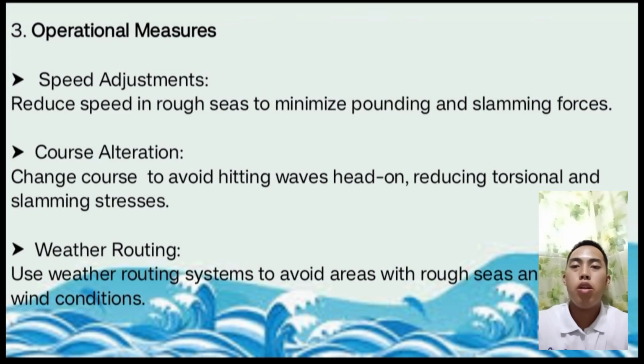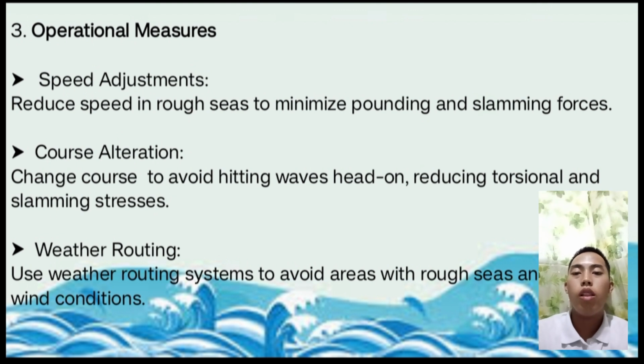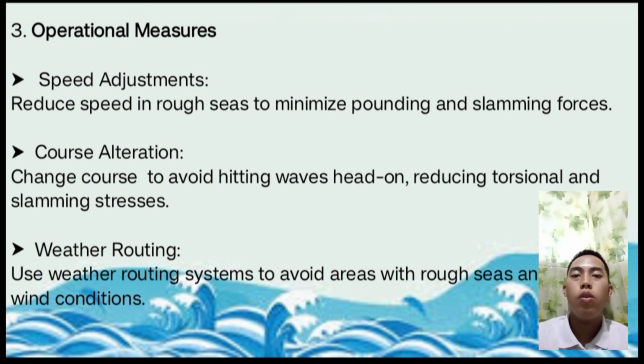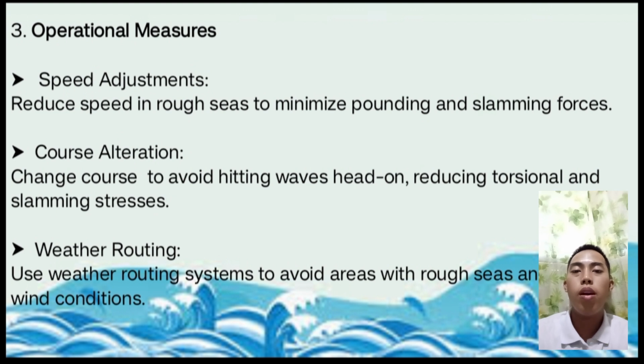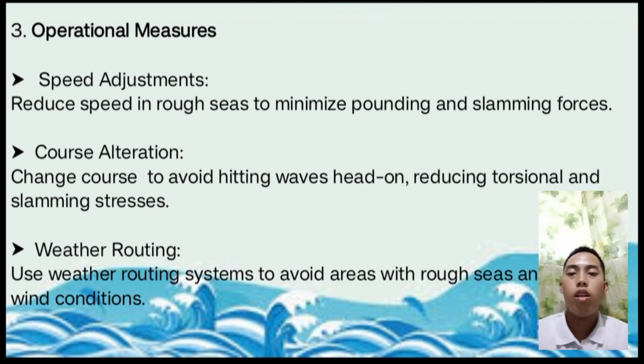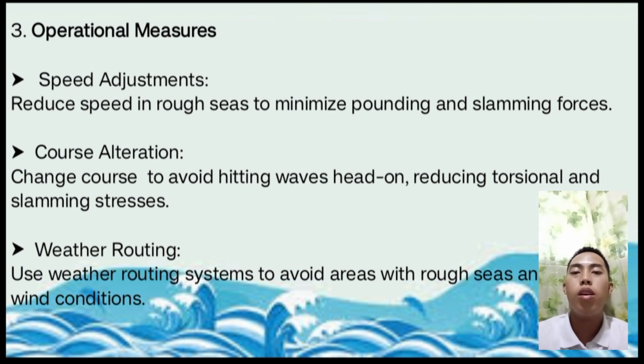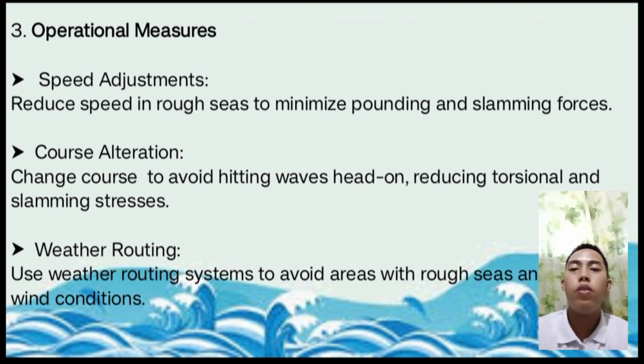Third one is operational measures. There are three types also: speed adjustment, course alteration, and weather routing. So speed adjustment, reduce speed in rough seas to minimize pounding and slamming forces. Course alteration, change course to avoid hitting waves head-on, reducing torsional and slamming stresses. Weather routing, use weather routing system to avoid areas with rough seas and high wind conditions.